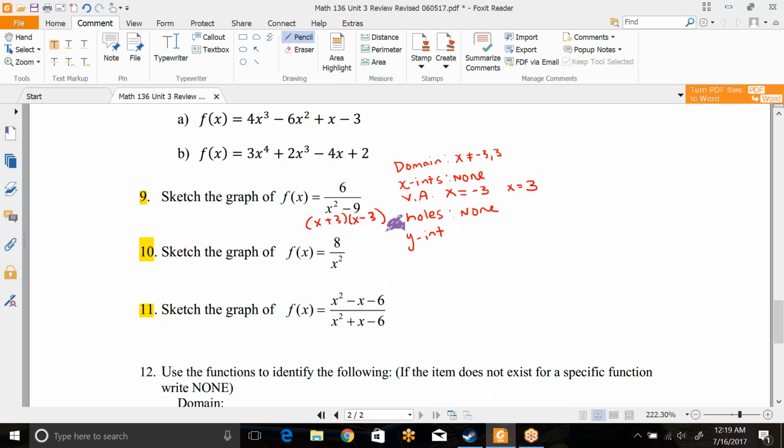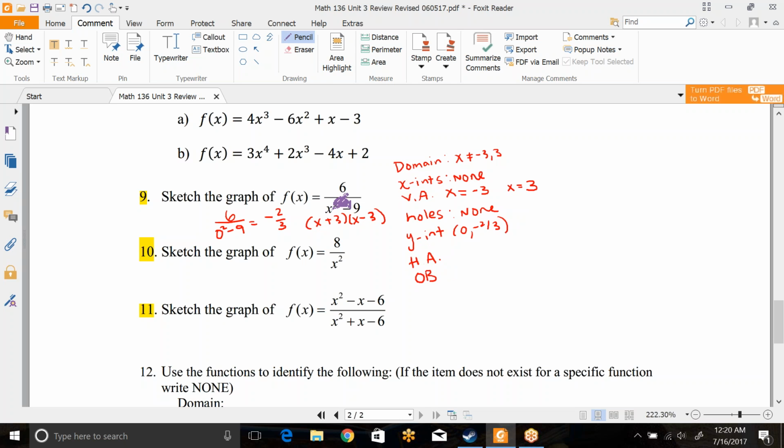Y-intercept, might as well go ahead and find that. You plug in 0 for x. So 6 over 0 squared minus 9, sorry. This would be 6 over negative 9, so that's negative 2/3. So 0, negative 2/3. And then we have this idea of horizontal asymptote versus oblique, because you have one but not both.